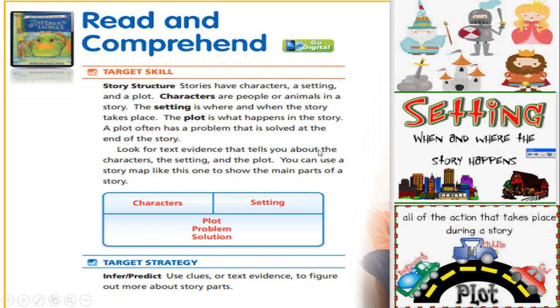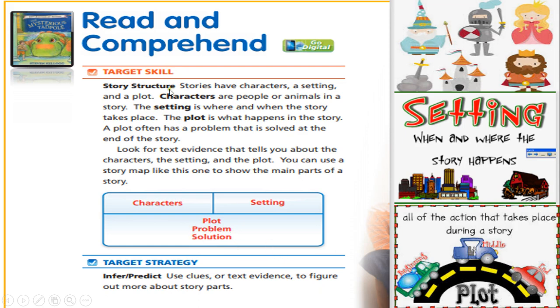Every story is divided into beginning, middle, and end. In the beginning, you'll find the introduction. They will introduce to you the characters and the setting, when and where. In the middle, they will tell you more about the problem that faced the characters. In the end, they will show you how the characters were able to solve the problem and get to the solution.